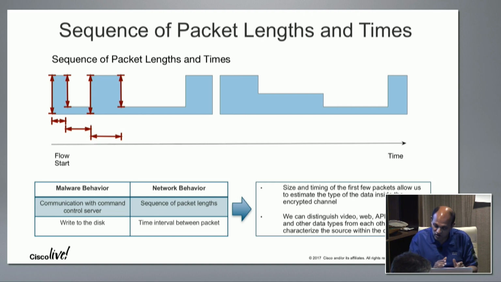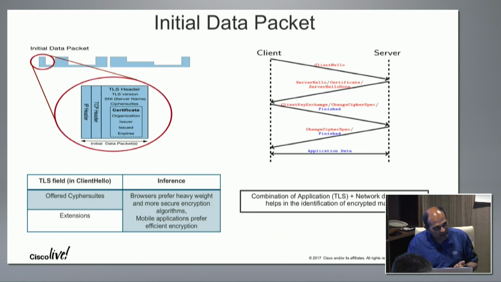But that's not sufficient. We also look at additional parameters. So that's one of these things. The second thing that we look at is the initial data packet. If you look at a typical HTTPS connection that you open, the initial TLS protocol exchanges happen in clear text. And that actually gives us a lot of information about the identity of the application that's generating this flow.